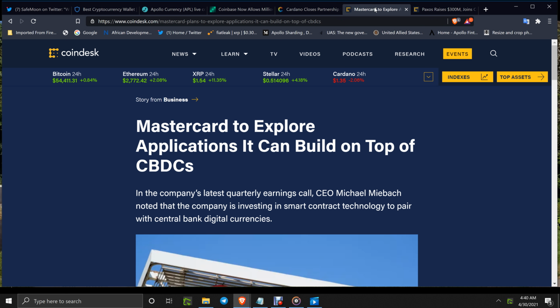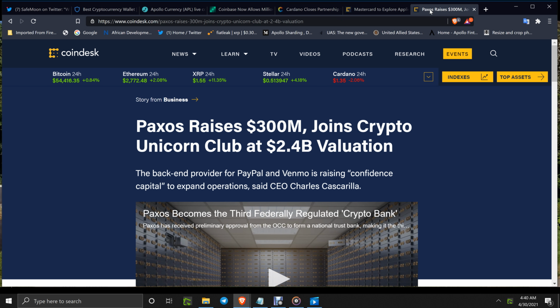No doubt about that. MasterCard to explore applications that can build on top of CBDCs. MasterCard, Visa, super good when you think about how they adapt. No doubt about that. And Paxos, congratulations. 300 million raised, joins Crypto Unicorn Club at a 2.4 billion valuation. Super good. In fact, the pilots have had Paxos in their DEX for the longest time, almost 2.5 years now, I think, right? Yep, nah, 2 years.